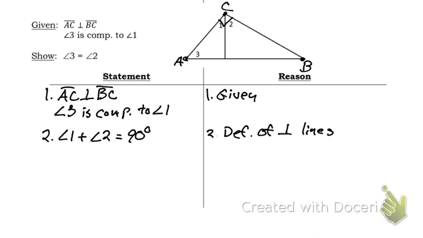I took what they gave me and I said, why is that important? What does that mean? Kind of like the second one. The second one says angle 3 is complementary to angle 1. How do I unpack that? How can I unpack that? Yeah. Angle 3 plus angle 1 equals 90 degrees.